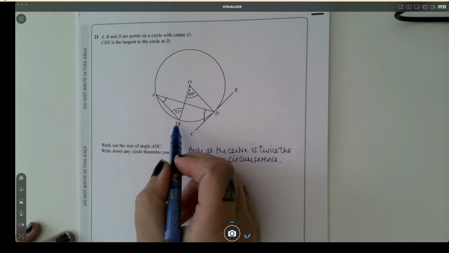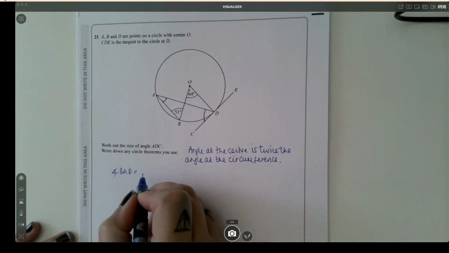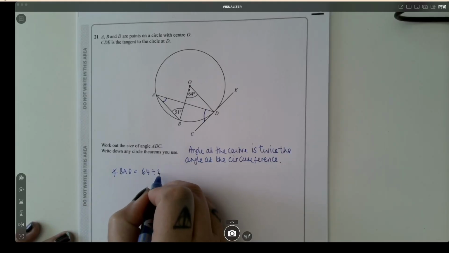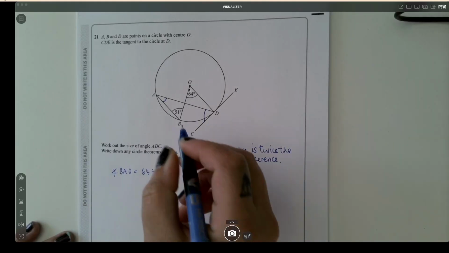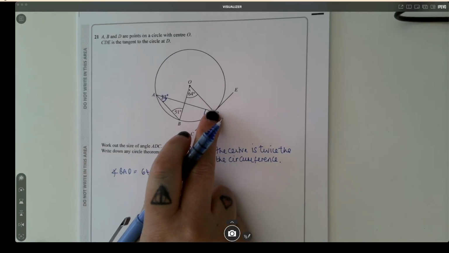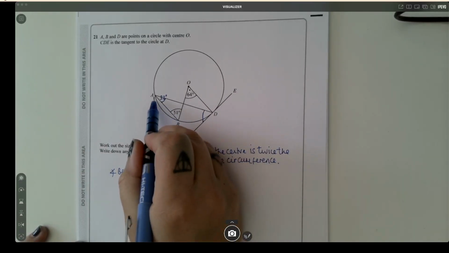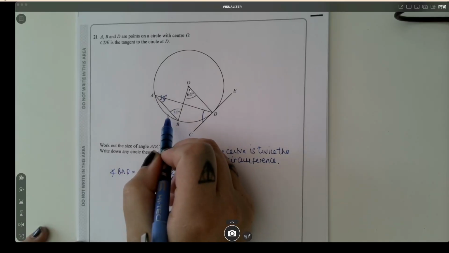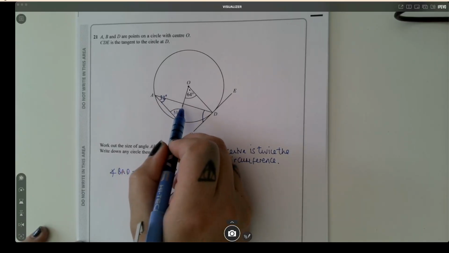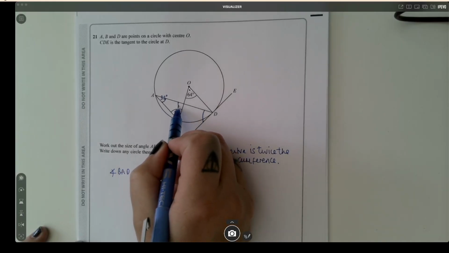So that tells me that angle BAD is equal to 64 divided by 2, which is 32 degrees. So I'm going to mark that there on my diagram. What I'm doing is working out as many angles as I can until I get to this point here. Next, this here is a small triangle. Even though it's inside a circle, it's still a triangle. I know that angles in a triangle add up to 180, so I can find this angle here.